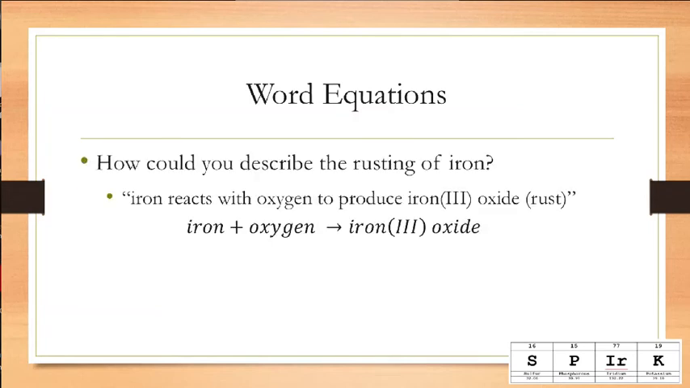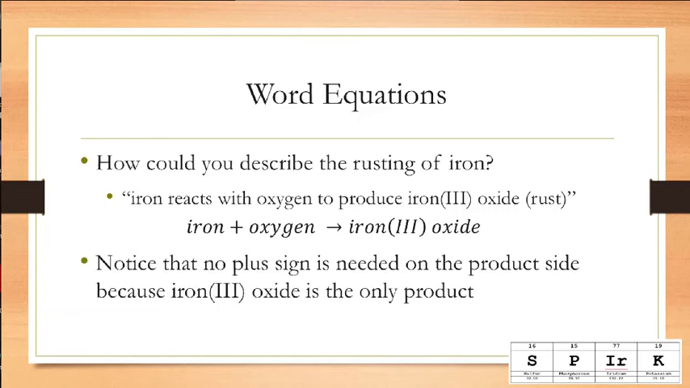So how could you describe the rusting of iron? Normally somebody would say iron reacts with oxygen to produce iron 3 oxide, or rust. But the way we would write that as a word equation is iron plus oxygen yields iron 3 oxide. Notice that no plus sign is needed on the product side, and that's because iron 3 oxide is the only product.